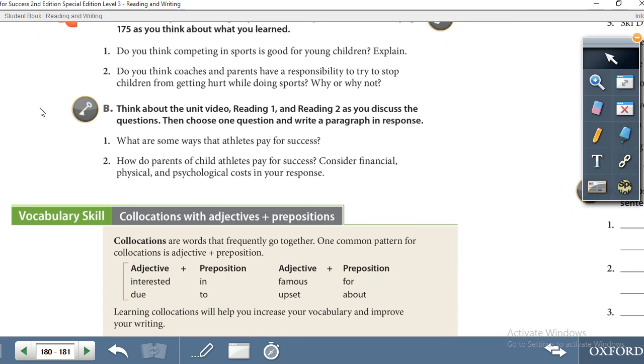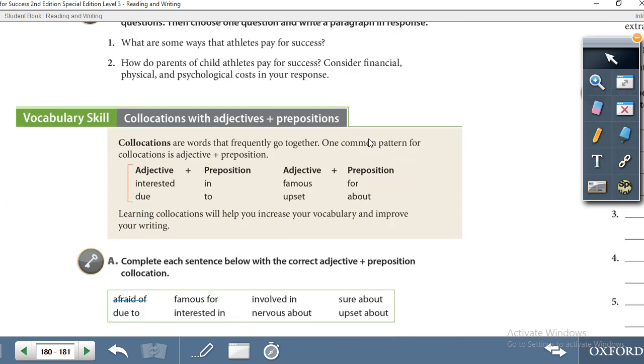Then below that we have exercise B. Think about the unit video, reading 1 and reading 2 as you discuss the questions. Then choose one question and write a paragraph in response. So number 1, what are some ways that athletes pay for success? Number 2, how do parents of child athletes pay for success? Consider financial, physical, and psychological costs in your response.